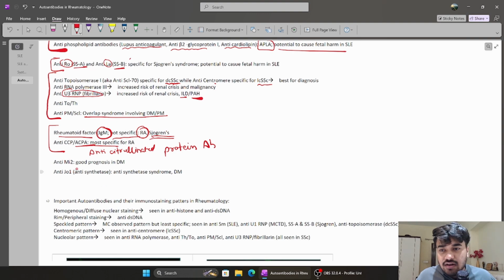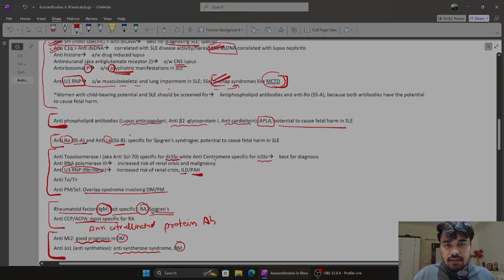Then we have dermatomyositis, polymyositis. Here, anti-Mi-2 antibody is associated with good prognosis in dermatomyositis, right? Then we have anti-Jo-1 antibody, or anti-synthetase antibody. As the name suggests, it is associated with anti-synthetase syndrome. Both of these can be seen in dermatomyositis, right? So these are all the important autoantibodies.